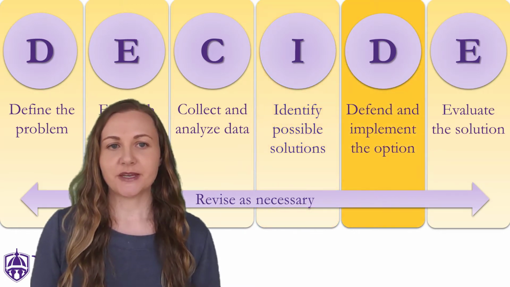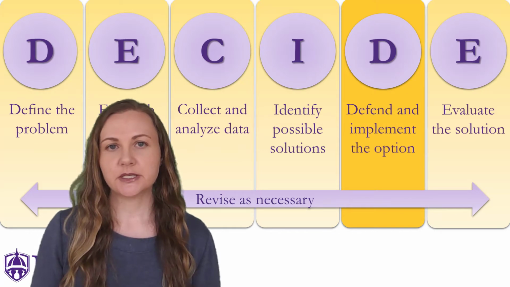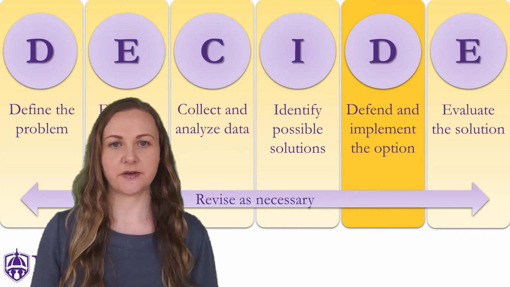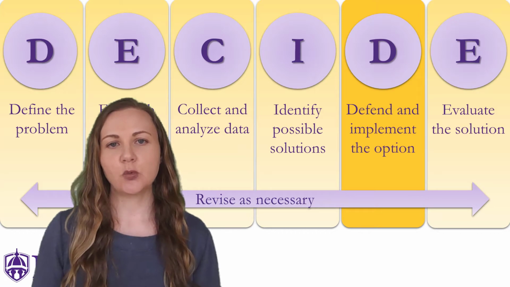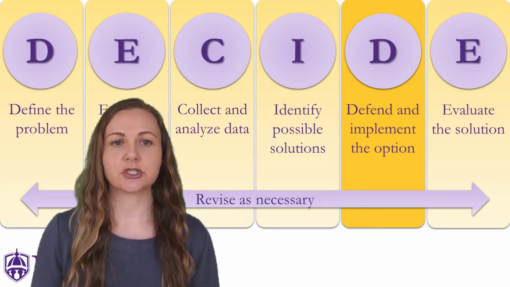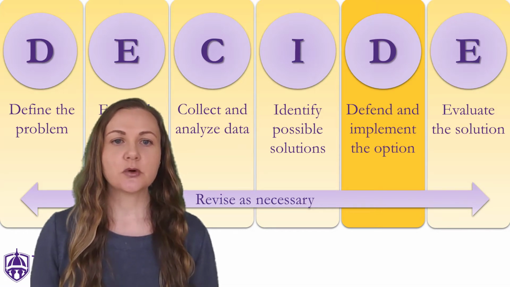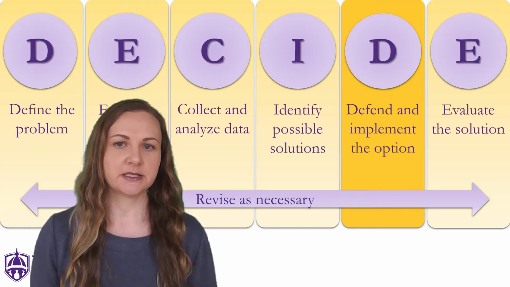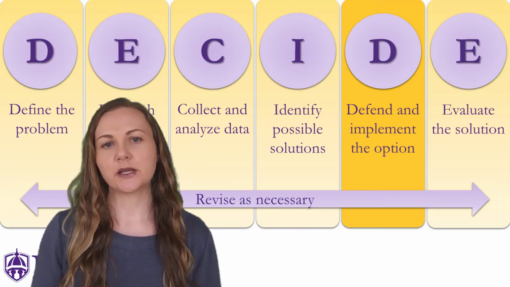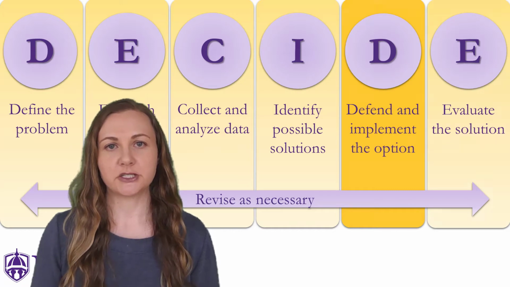The fifth step is defending and implementing the options. In this step, you line up the solutions you identified in the previous steps and examine how well each meets the criteria you established in the second step. This is also where your data from the third step come in handy, because it's difficult to know how well it meets your criteria without clear information.